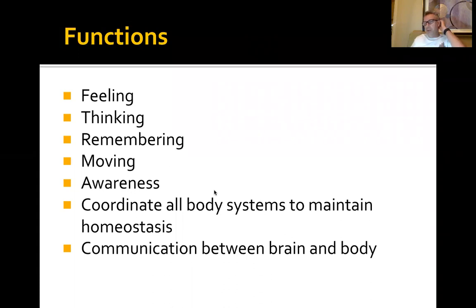All right. So what are the functions of the nervous system? Just like anything else, we start off with functions versus anatomy, and how the structure of a particular organ, cell, whatever, has an influence on its function. So these are the functions of the nervous system: feeling, thinking, remembering, moving, awareness, coordinating, homeostasis, and the communication between the brain and the body. Right? So I think we have an idea of all the things that it's capable of doing.